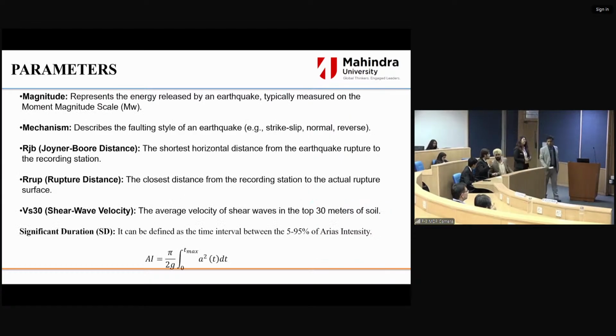Now, talking about parameters, the input features for our model are magnitude, fault mechanism, RJB, rupture distance, and shear wave velocity. And the target parameter is significant duration. It is defined as the time interval between the 5% to 95% of Arias intensity.